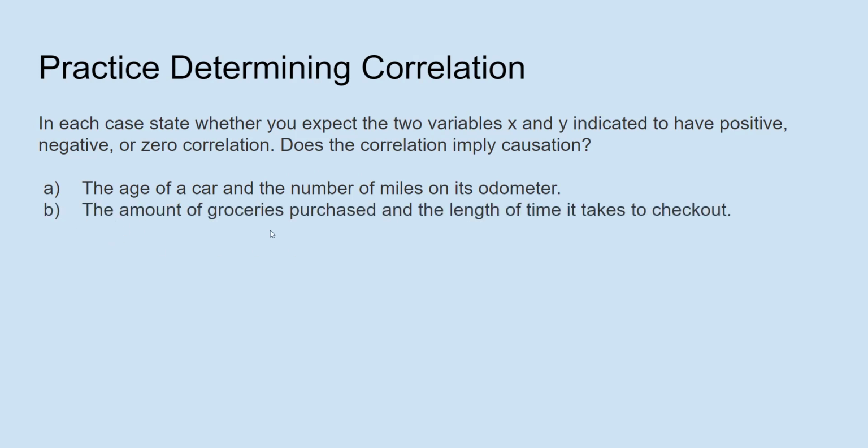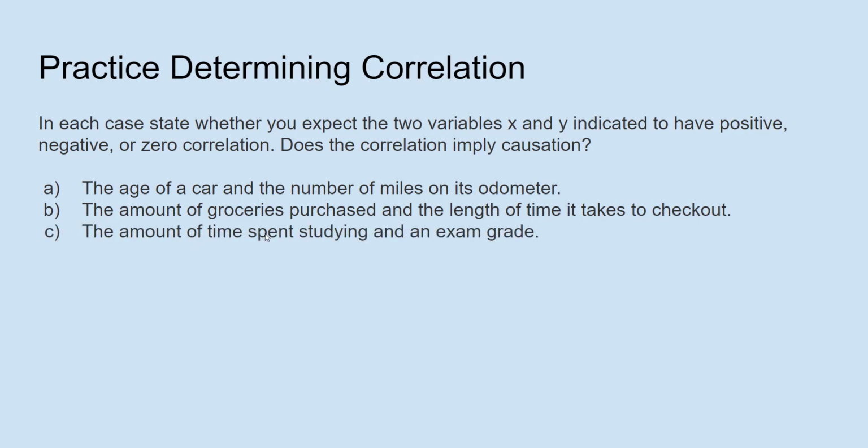B, the amount of groceries purchased and the length of time it takes to check out. Because that length of time is dependent on the amount of groceries that one purchases, this would be our X value, amount of groceries purchased, and then our Y would be the length of time for checkout. When we graph these two, we will be in line longer if we are purchasing more groceries. We will be in line shorter if we are purchasing fewer groceries. So because these increase together, these have a positive correlation.